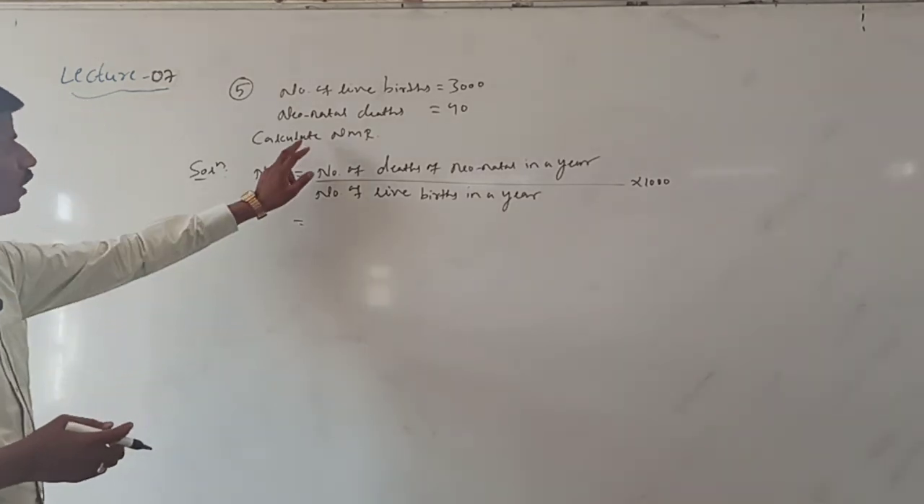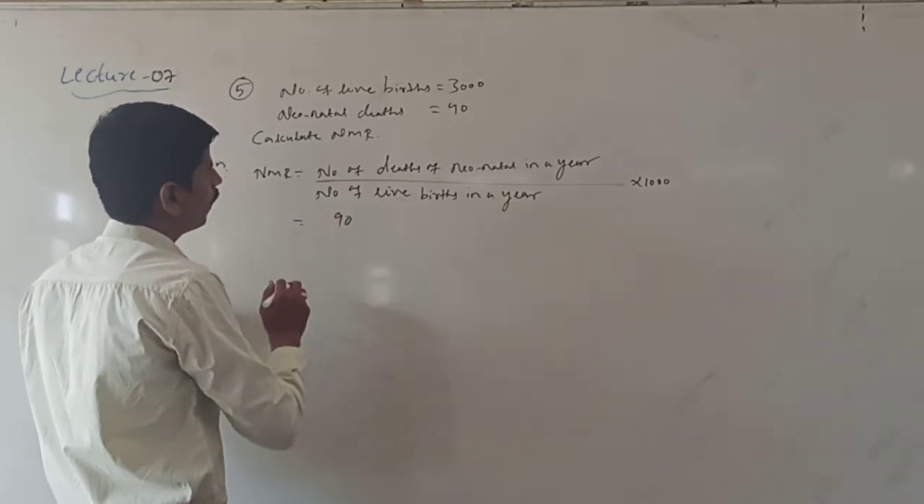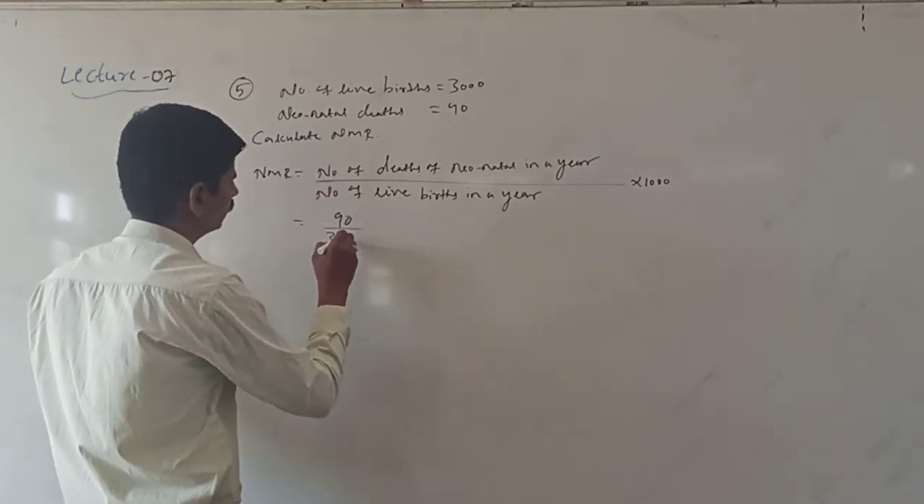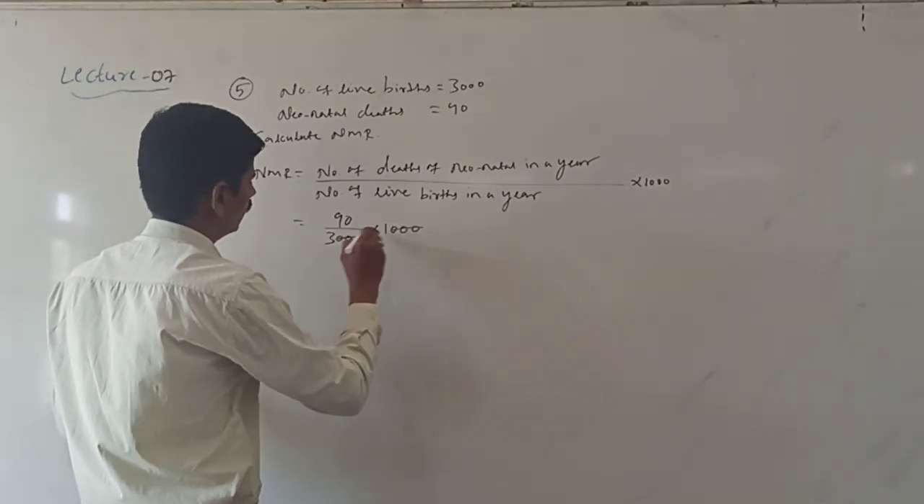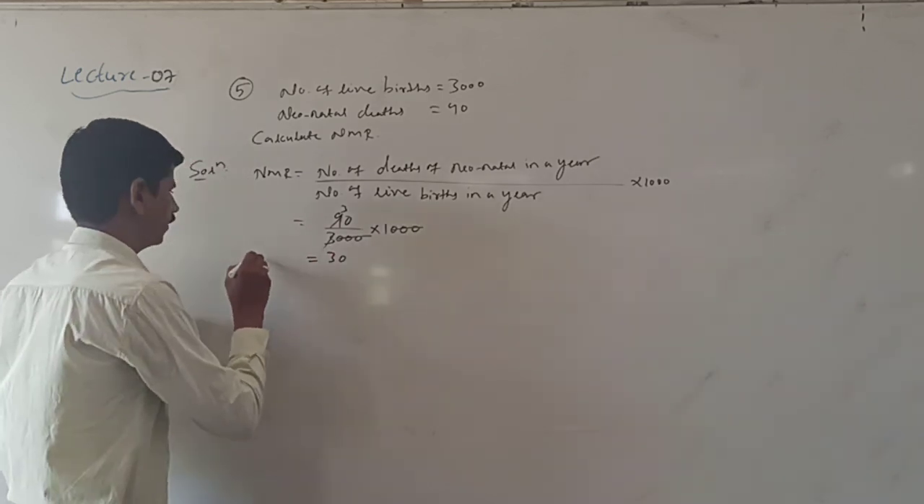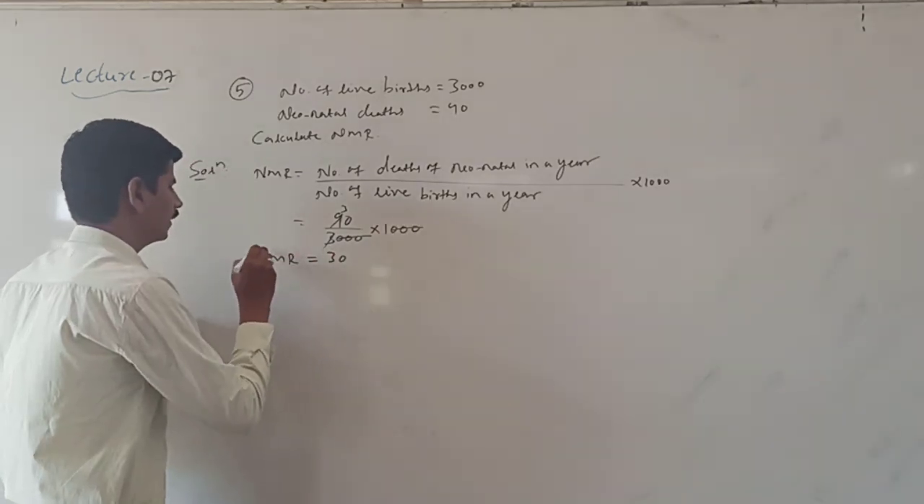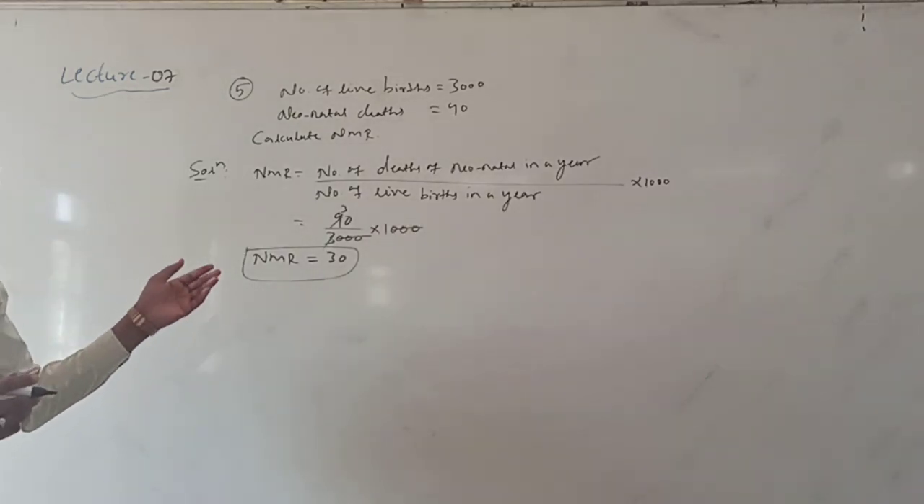Number of neonatal deaths 90 divided by number of live births 3000 into 1000, 3 1 3 3, then we'll get 30. The neonatal mortality rate is 30, NMR equal to 30. It is a 2 marks question.